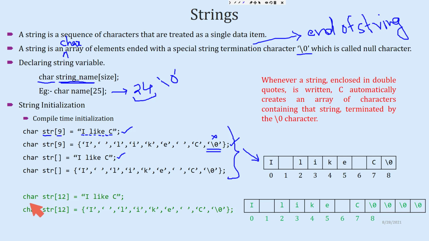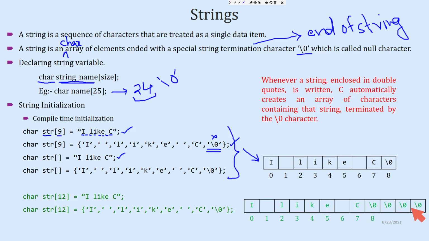I hope you are clear with this one. Another type of declaration is char str[12] = "I like C". Here the size of the array is 12, earlier it was only 9. So what happens is, indices 0 to 7 will contain "I like C". Then there will be a terminating symbol. Then 3 more cells are there.